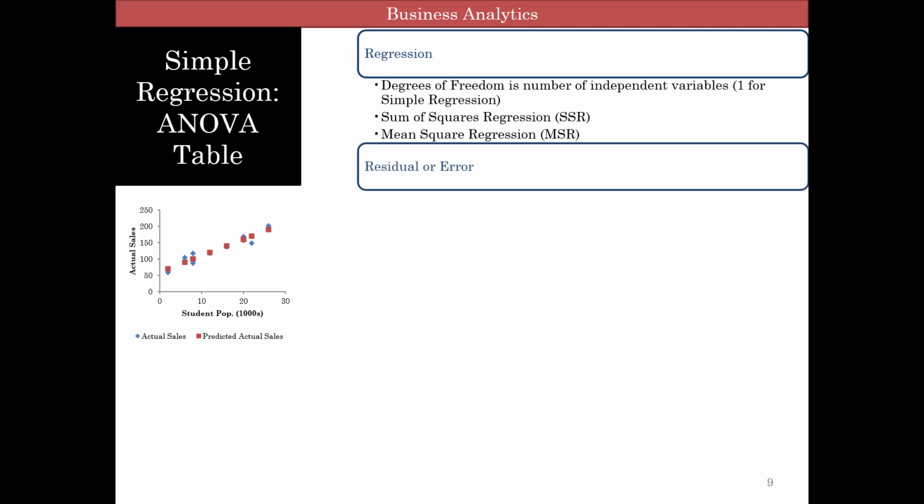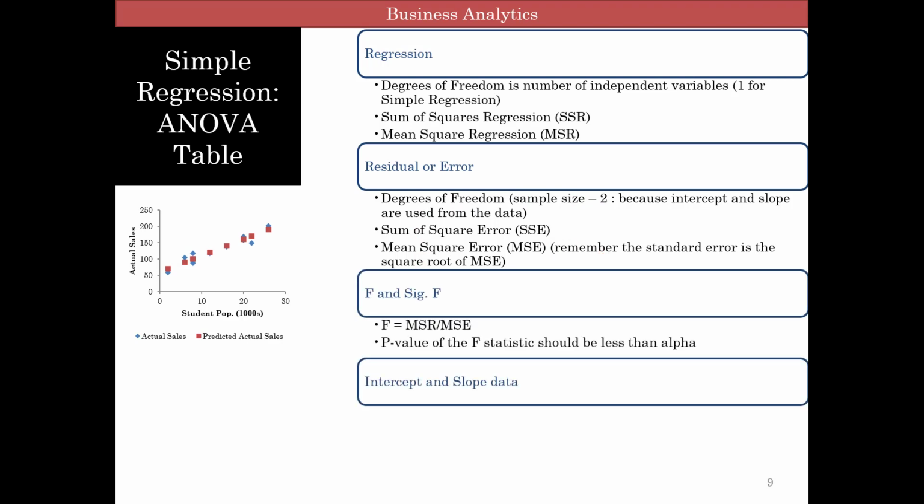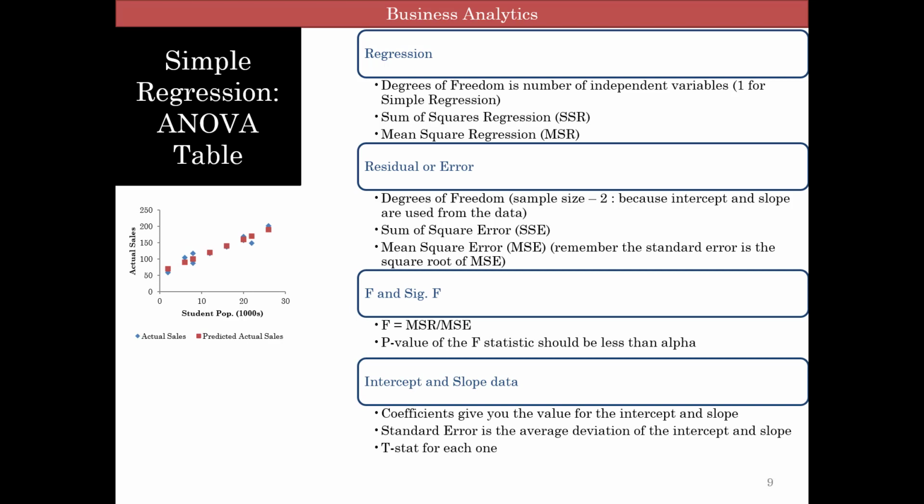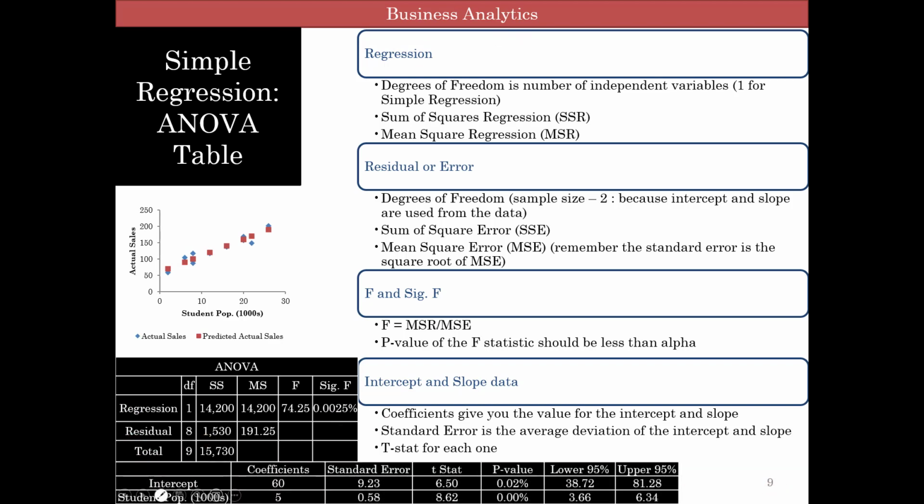In the regression, we look at degrees of freedom, which is the number of independent variables. I talked about the sum of squared regression and mean squared regression. Your residual looked at the degrees of freedom, which is sample size minus 2. You had sum of squared error and mean squared error. And then you have your F value, and your intercept and slope data was also given. And we talked about this ANOVA table. This row gives you the regression details, this gives you the residuals, this gives you the total. And then with your intercept and slope, you get all the information you need.